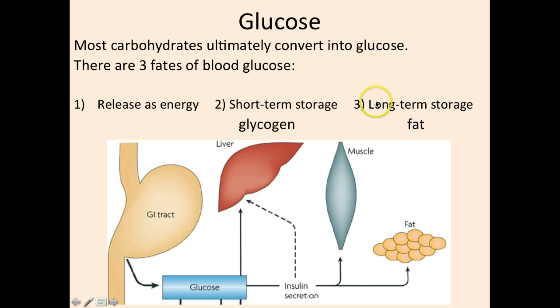We can do that right then and get the energy immediately. Or it can get stored for later use. We have short-term storage. In humans, that is glycogen. It's sometimes referred to as animal starch, and that's generally going to be stored in our liver or in our muscles. And we have long-term storage, which many of us know is stored as fat in various places on the body.